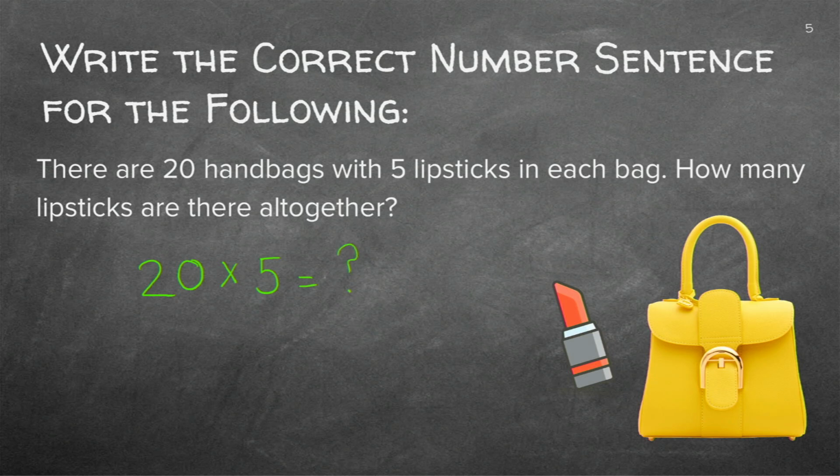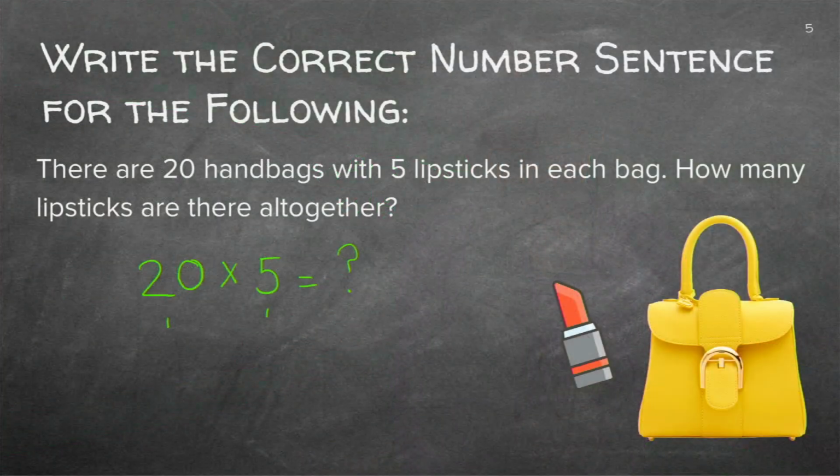Check your number sentence by reading the word problem again. There are 20 handbags with 5 lipsticks in each bag. How many lipsticks are there all together? So all together means I have to add or I have to multiply. But this is the same amount the whole time, and I don't want to do it 20 times. So I can multiply because it's the same number every time. So 5 lipsticks, there it is, equals whatever the answer will be.